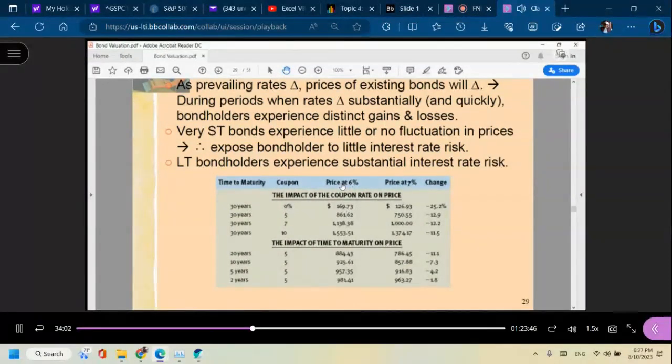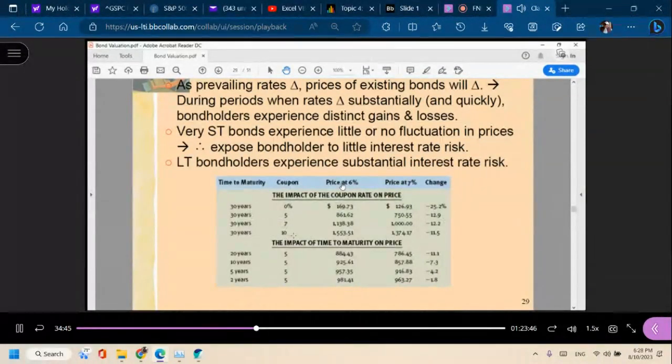If it is a zero coupon at the prevailing market rate of 6%, a 30-year zero coupon will sell at a market price of about 169. So it is sold at a very deep discount. If the prevailing market rate goes up to 7%, it's just a 1% increase, then it goes down to 126. So the change is negative 25%.